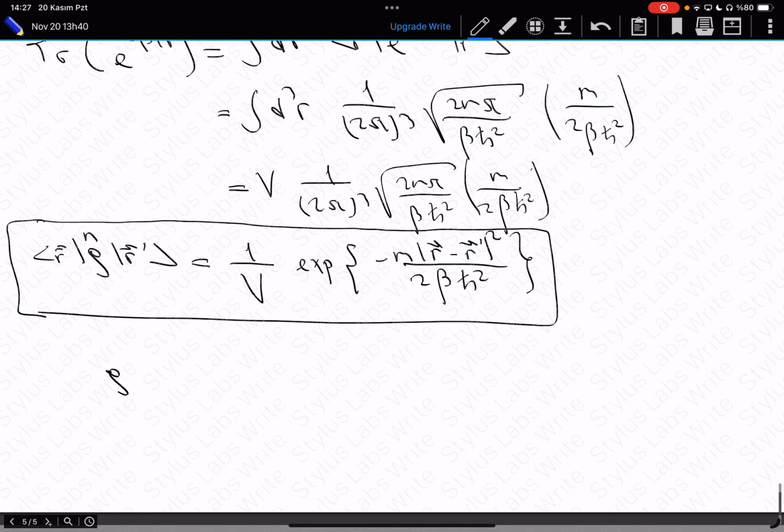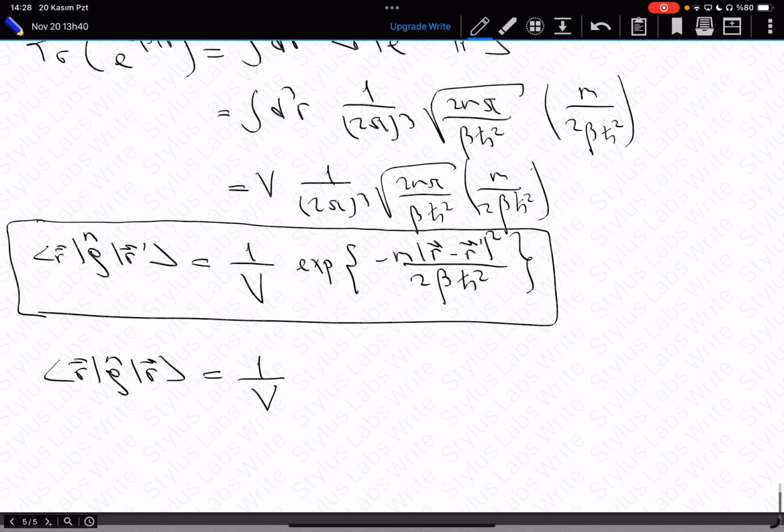In particular, if you look at some diagonal elements, this is just 1 over V. Well, this diagonal element tells us the probability that it will be at the position R. In a sense, this tells us that the probability density that it will be at the position R is constant. The probability density is uniform. So for the particle in the box, our particle can be anywhere with equal probability. Well, that's what we expected, because it's just a single particle moving freely around.